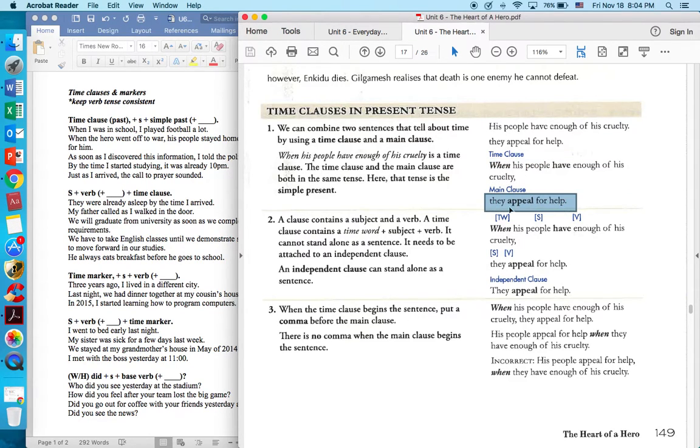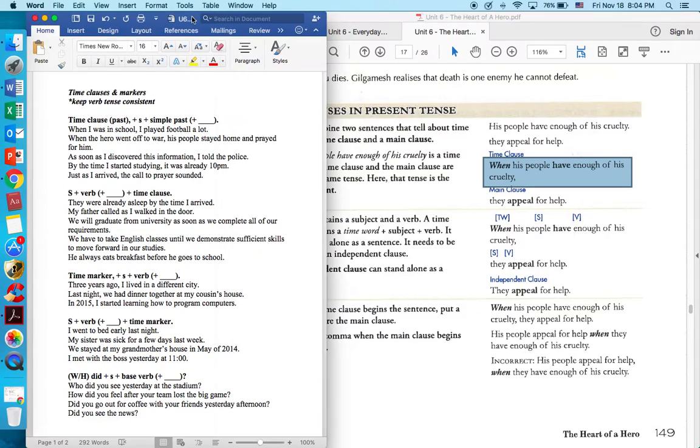You know the main clause is independent because it has a subject, a verb, and an object, or at least a subject and a verb together. And it doesn't have anything else that makes it dependent on another clause. The time clause is dependent because it has this word here, which means it can't stand alone as its own sentence.